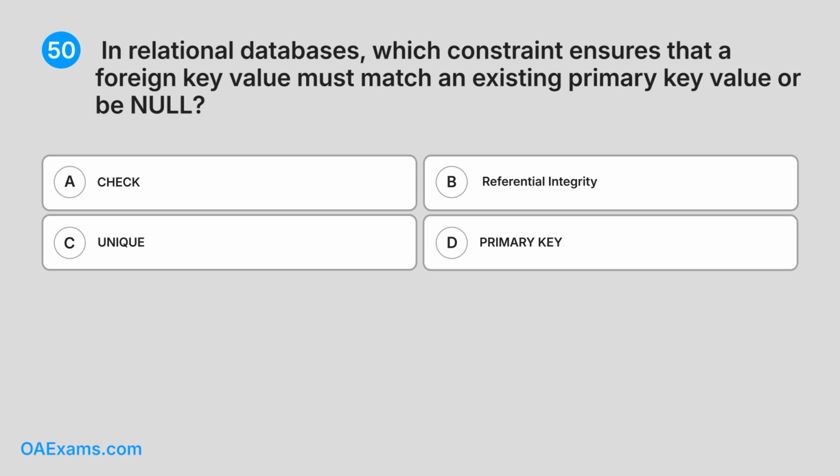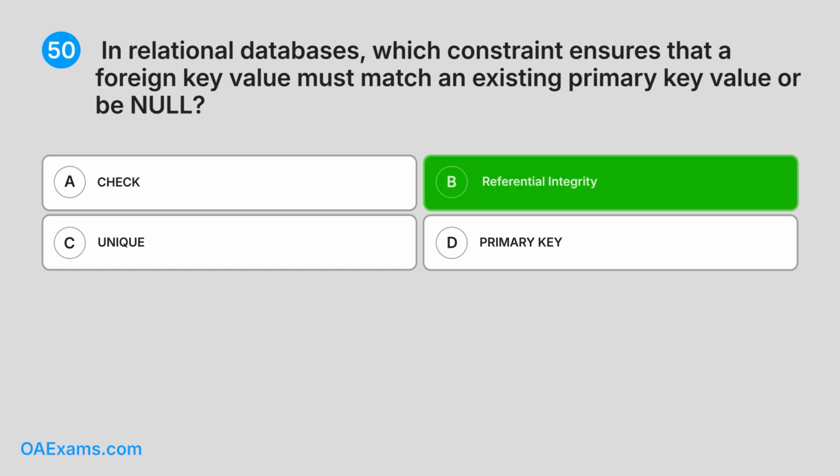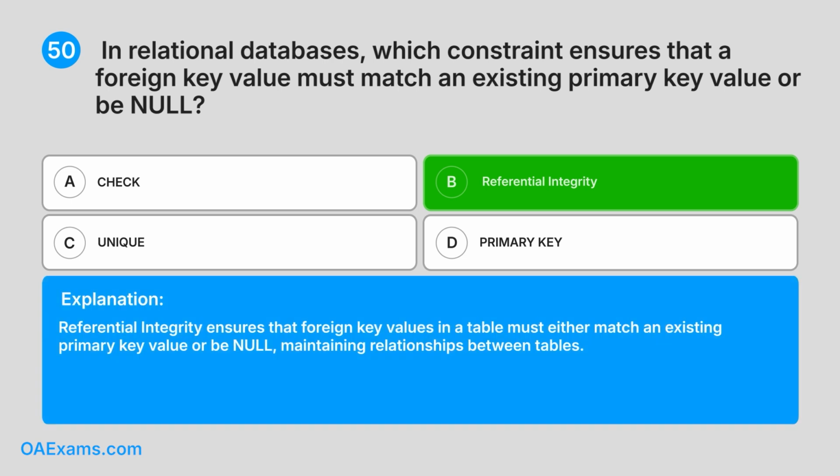50. In relational databases, which constraint ensures that a foreign key value must match an existing primary key value or be null? A. Check. B. Referential integrity. C. Unique. D. Primary key. Do you know the answer? Correct answer. B. Referential integrity. Explanation. Referential integrity ensures that foreign key values in a table must either match an existing primary key value or be null, maintaining relationships between tables.